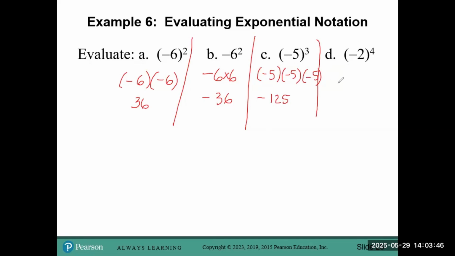And then for this one, we've got parentheses around the negative 2, which means we're multiplying negative 2 by itself 4 times. That's an even number of negatives, which means my result will be positive. And then I can multiply 2 times itself 4 times to get positive 16.